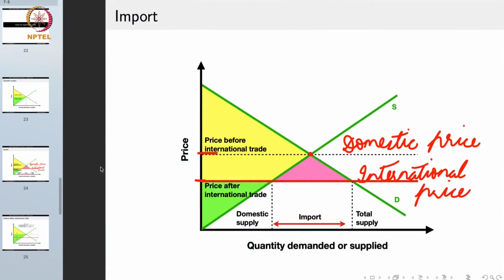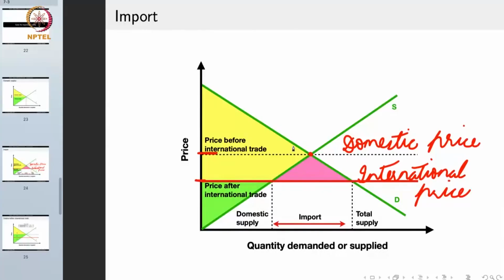Now the total quantity that is demanded in the market is given by the point where the demand curve intersects the price curve. So this is the demand curve, and it is cutting the price curve at this point. So this is the quantity that is being demanded and supplied in the domestic market.